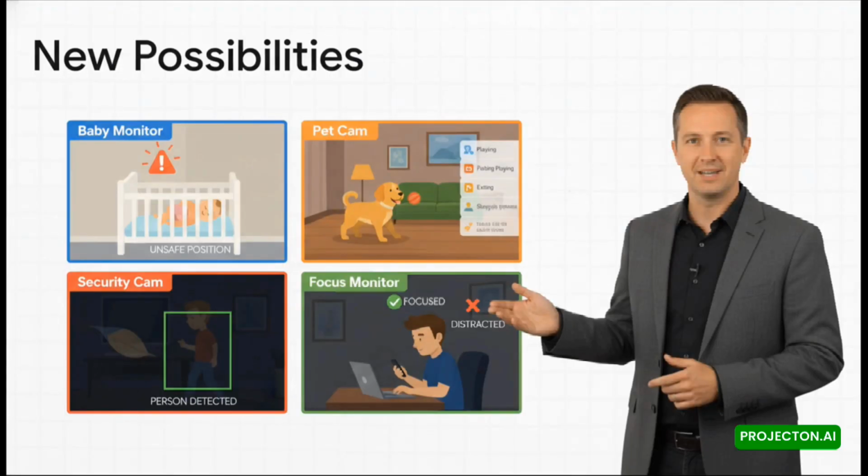And once you have a vision model running locally like this, your imagination is pretty much the only limit. You could build a smarter baby monitor that alerts you if your baby rolls into an unsafe position. Or a pet cam that actually logs what your dog is doing all day. Or a security cam that's smart enough to know the difference between a person and a blowing leaf. And all of it would be completely private and totally free to run.